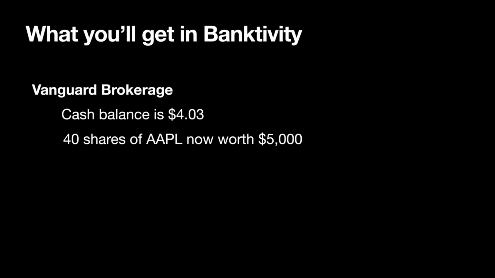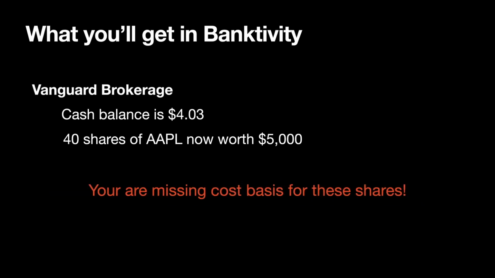Well, let's say this is what it looks like. You set up a Vanguard brokerage in Banktivity. Banktivity finds that you have a cash balance of $4.03. You're okay, great, that's exactly right. And it detects that you have 40 shares of Apple, and it's going to download a stock price and say it's worth, in this example, $5,000. So it knows a lot, but it didn't capture that split. It doesn't know how much you paid for the initial 10 shares. So it knows where you stand now, but it doesn't have the history, right? You're missing the cost basis for these shares.